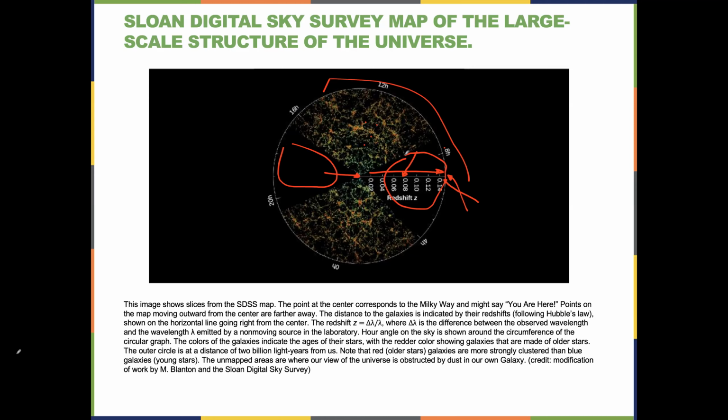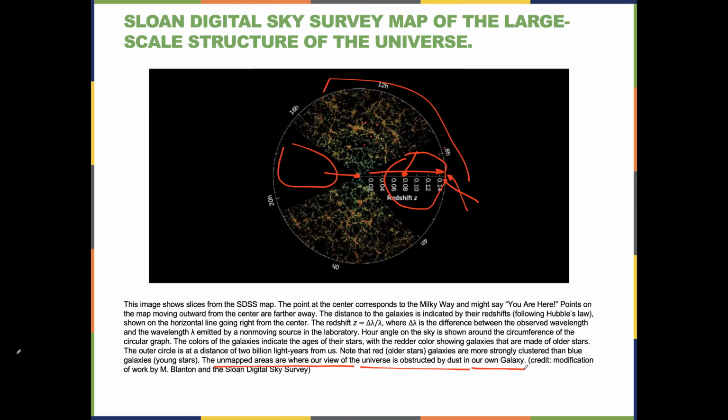Actually, that's because, I probably mentioned it here as well. Yes, the unmapped area is where our view of the universe is obstructed by the dust in our own galaxy, right? You cannot see through the disk of the Milky Way because there is a huge amount of dust there. Even if you have a telescope, you cannot look through that dust. So there are two regions on both sides where you cannot practically do observations, so you will miss that part, right?